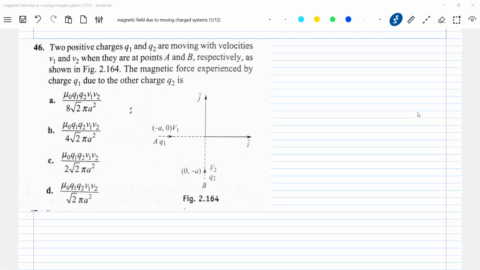So B2 will be equal to mu naught Q2 V2 bar cross R bar by 4 pi R cube. There's the formula. So what is R? R is the line joining AB, the line joining the charged particles A and B.